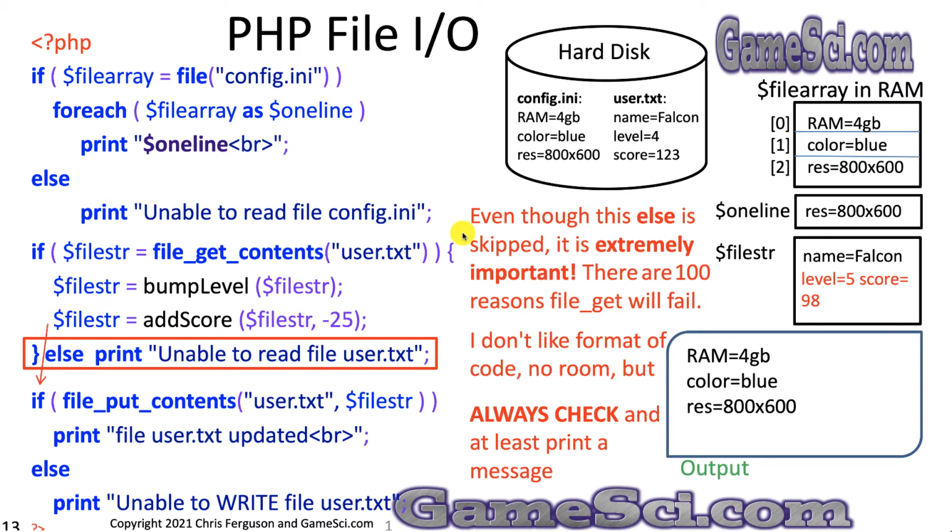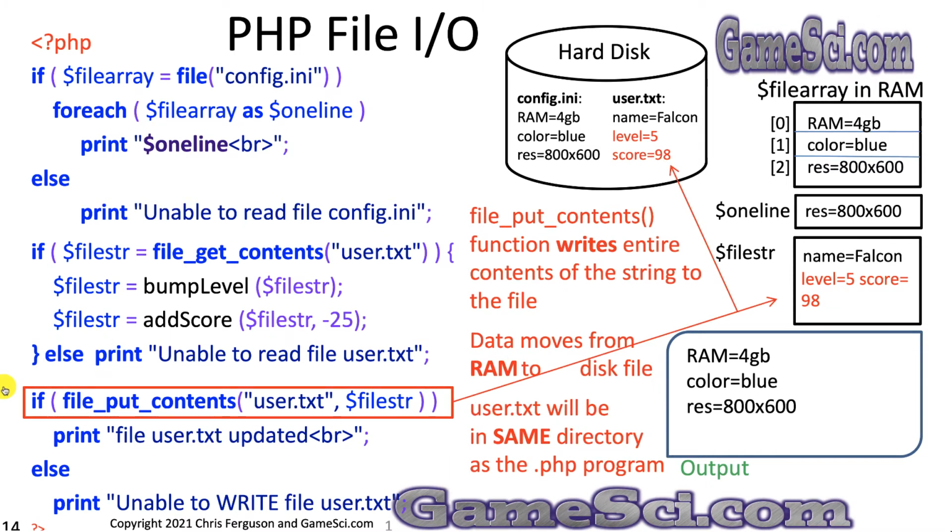Even though the else is skipped in this example, it is extremely important. This is error checking, and you always need to do error checking. There are 100 reasons why file_get_contents will fail. I don't like the way I formatted this code. I was running out of room. But always check and at least print an error message when a file operation fails.